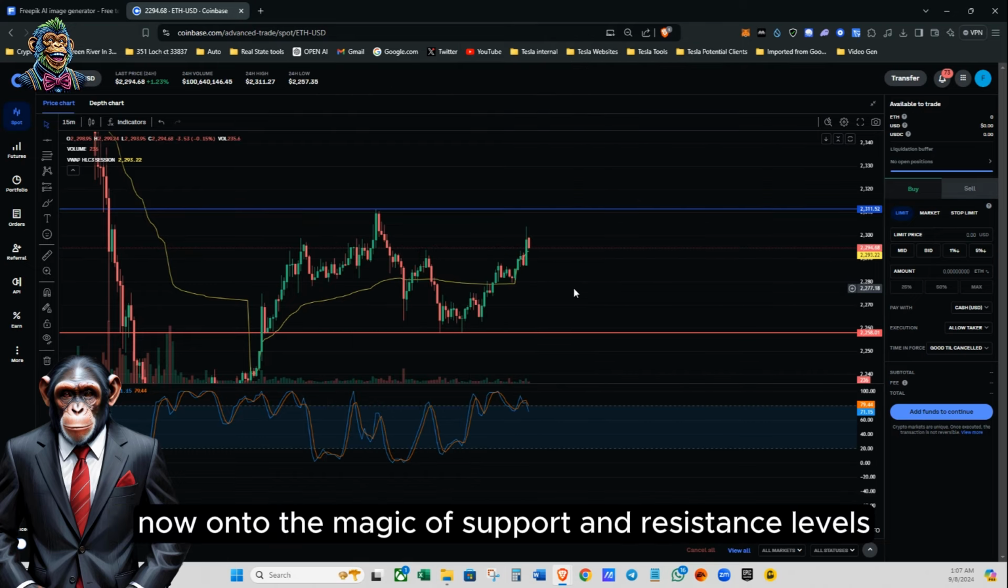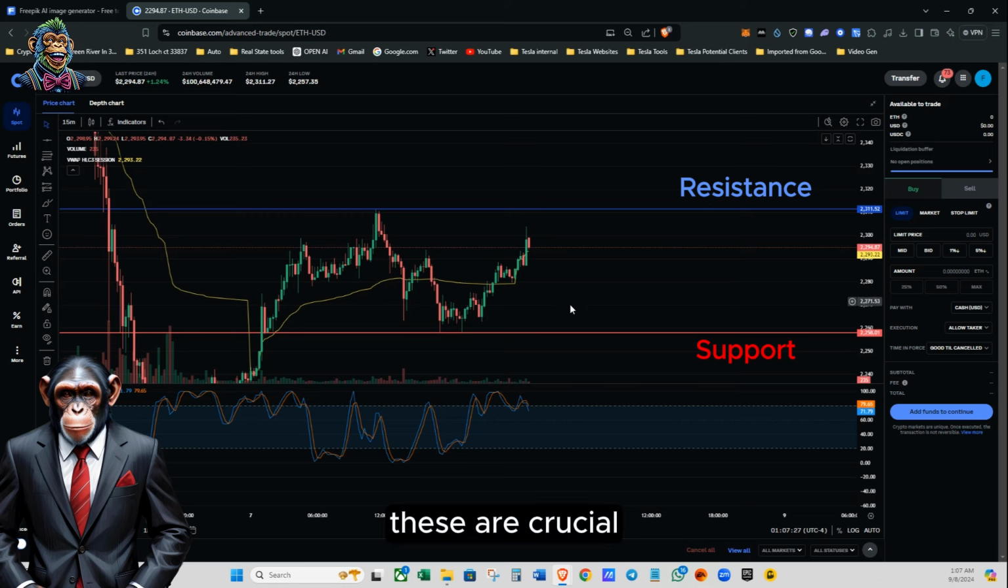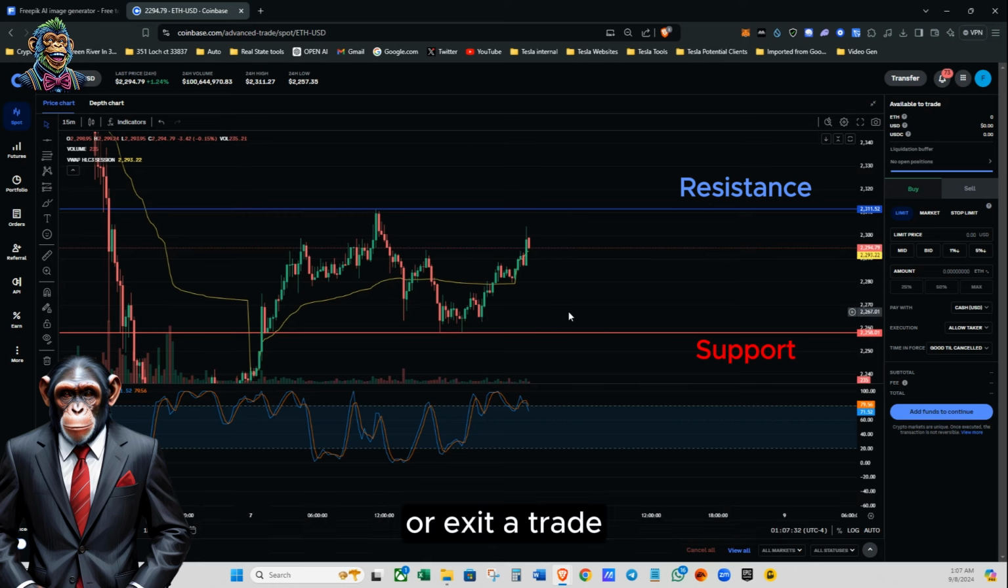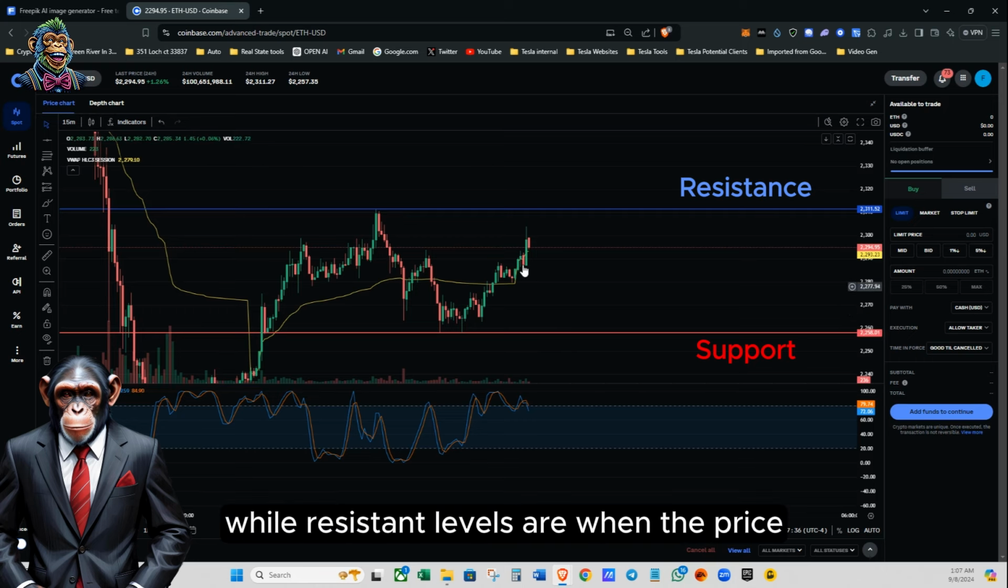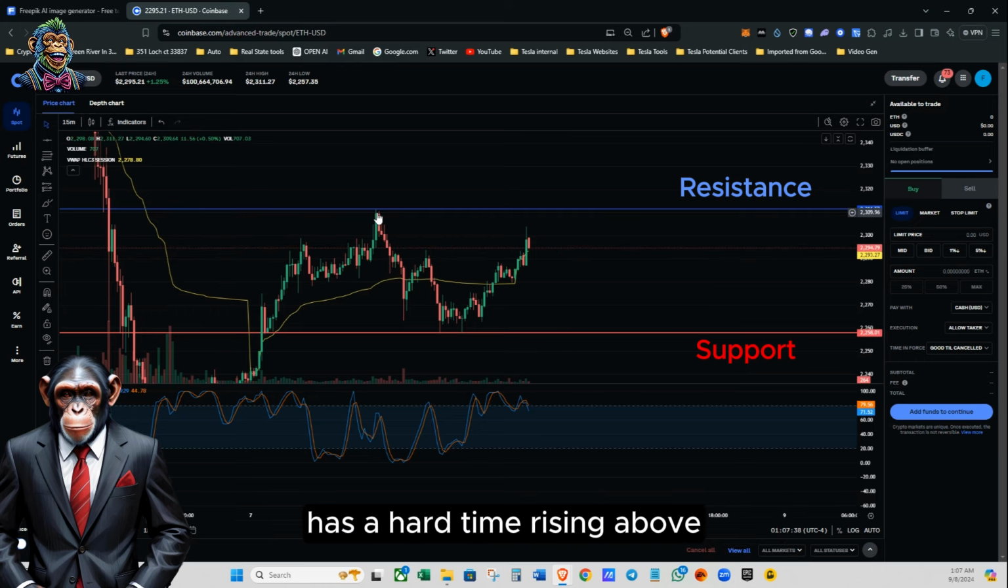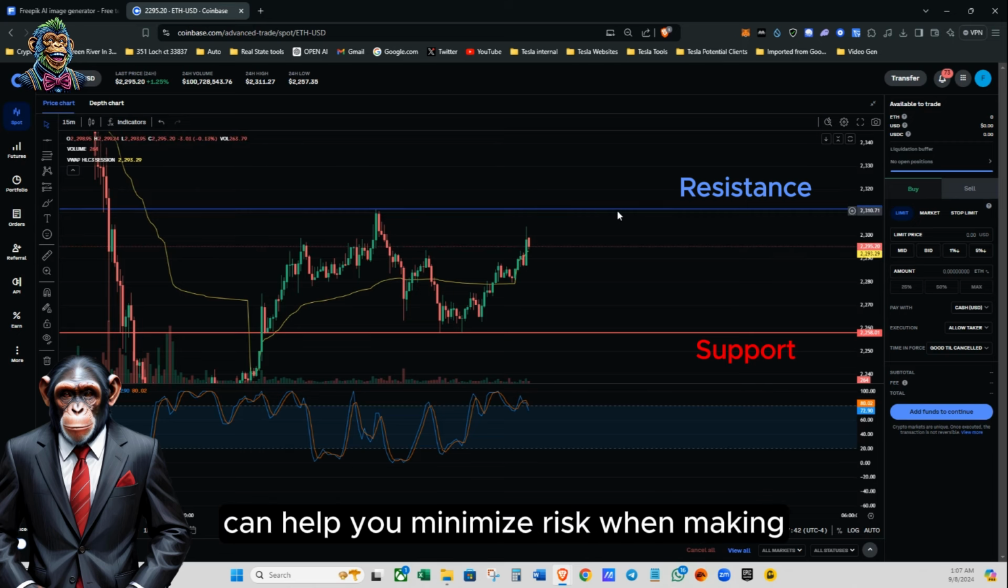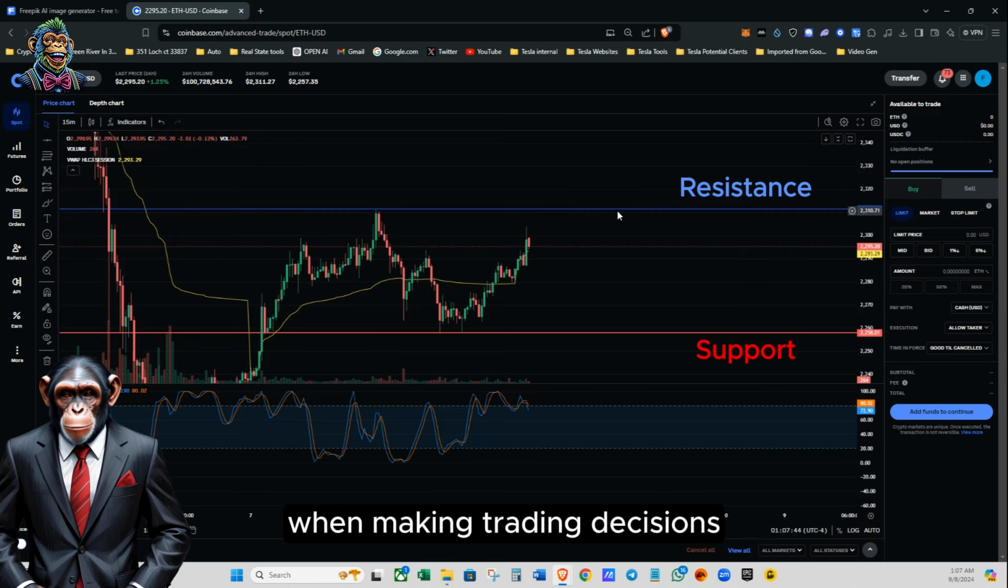Now onto the magic of support and resistance levels. These are crucial in helping you gauge the right time to enter or exit a trade. Support levels are when the price tends to stop falling, while resistance levels are where the price has a hard time rising above. Understanding these can help you minimize risk when making trading decisions.